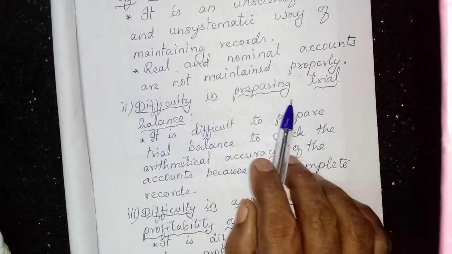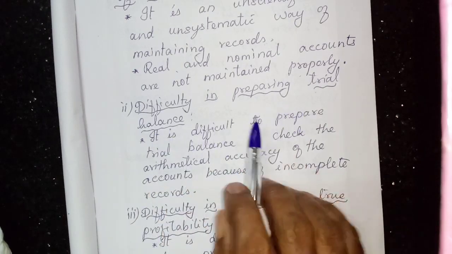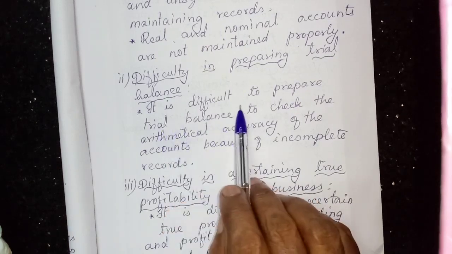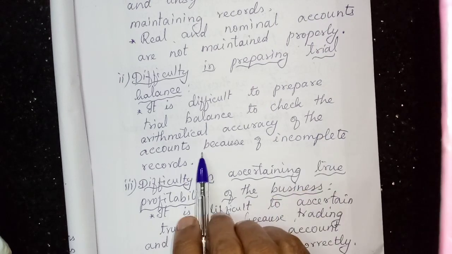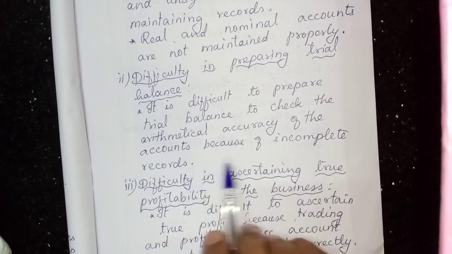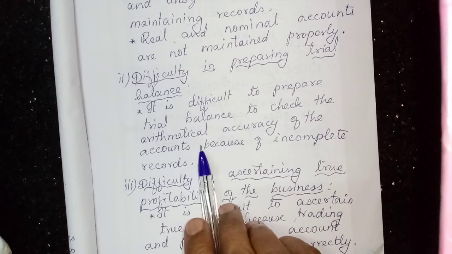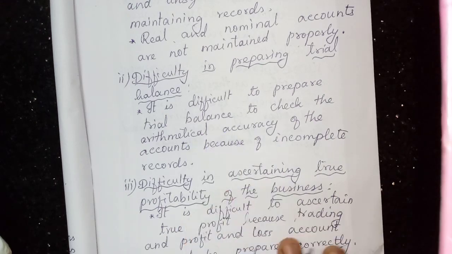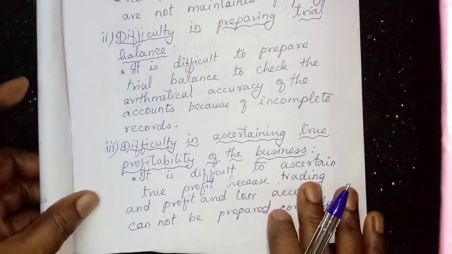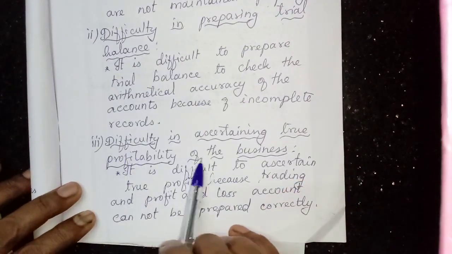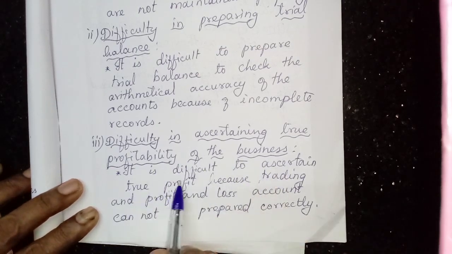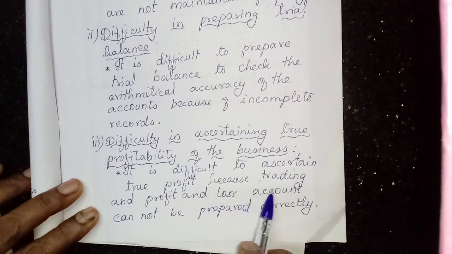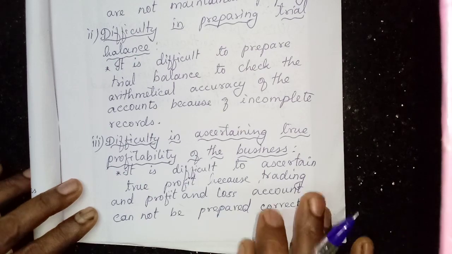The second point: difficulty in preparing trial balance. It is difficult to prepare a trial balance to check the arithmetical accuracy of the accounts because of incomplete records. The records are not complete, so we cannot prepare the trial balance. Only 1 point is available, so you write that. Then the third point: difficulty in ascertaining true profitability of the business. It is difficult to ascertain true profit because the trading and profit and loss account cannot be prepared correctly.